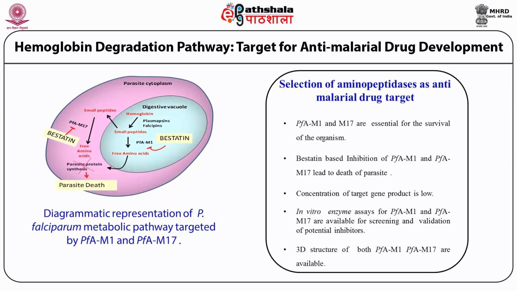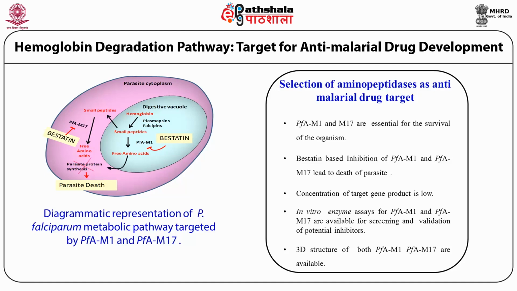For example, the hemoglobin degradation pathway that is present in the plasmodium but not present in humans can be used for making anti-malarial drugs. All the steps of this hemoglobin degradation have become valid targets for anti-malarial drug development.